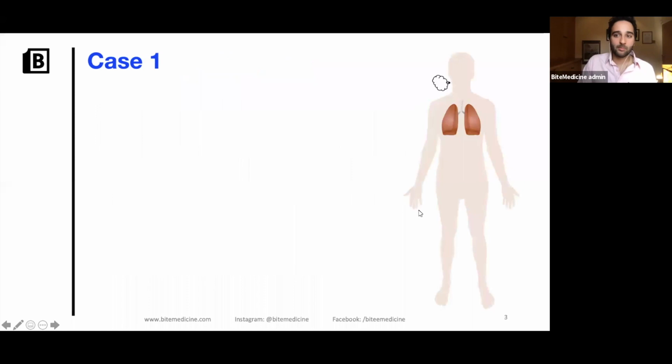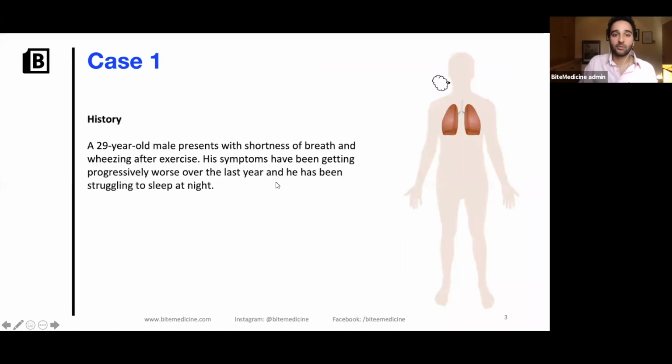Case number one. We have a 29-year-old male who has presented to his GP with shortness of breath and wheezing after exercise. His symptoms have been getting progressively worse over the last year, and he's been struggling to sleep at night as well. So there he is, puffing away a little bit, and his lungs are there, in case you don't know what lungs are.